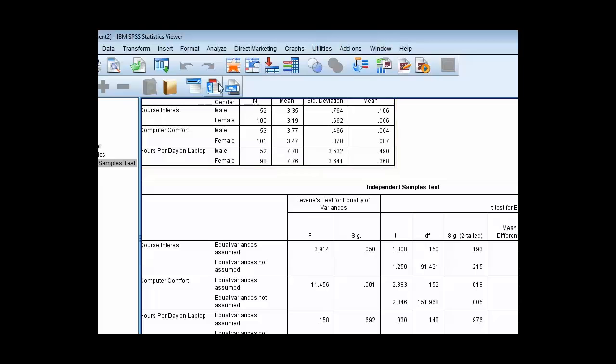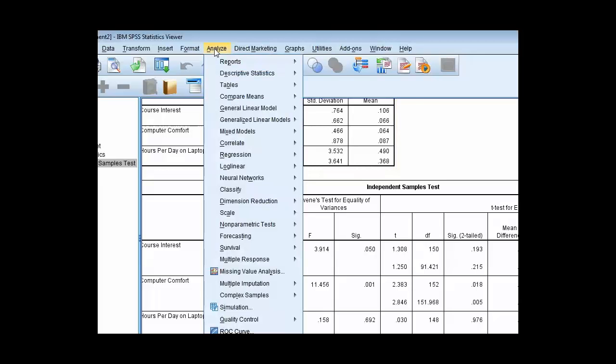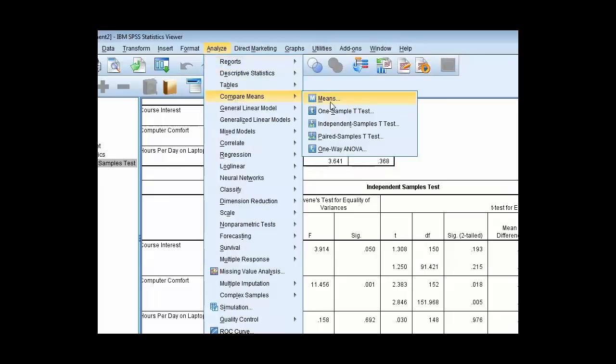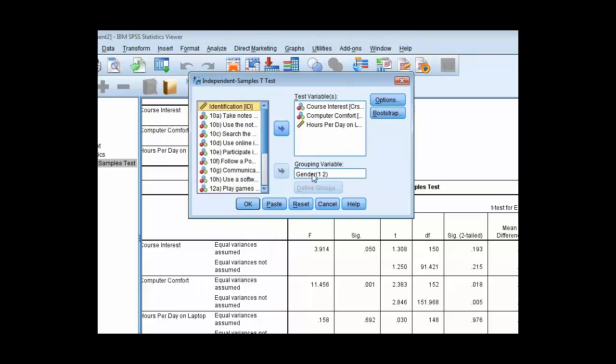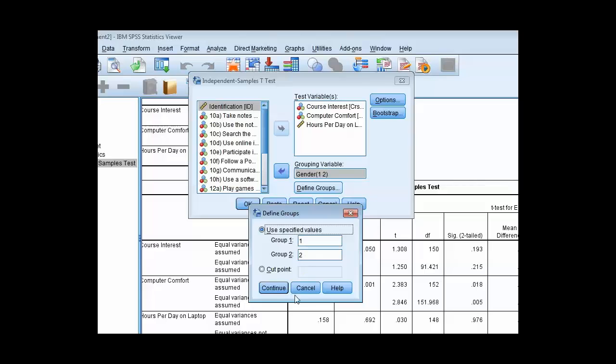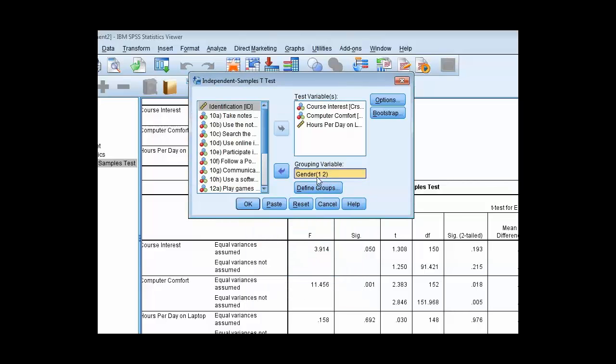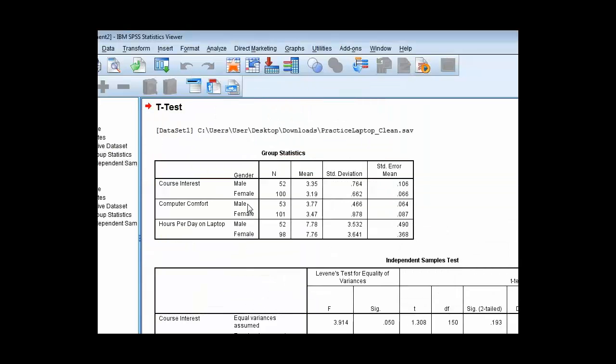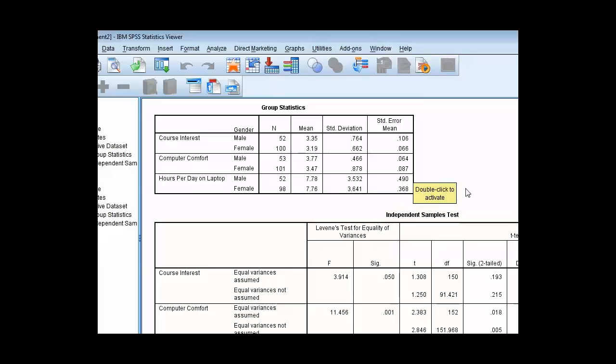Again, let's just go through it. We analyze, compare means, independent t-test. We go down here and we define our groups. It's 1, 2, so 1, 2. That's our groups. Males are 1, females are 2. And then we bring over our variables and we click on OK. We get these. We see our means. We can eyeball them. We can use these statistics nicely to describe the males and females.